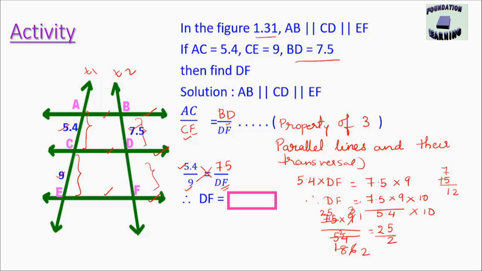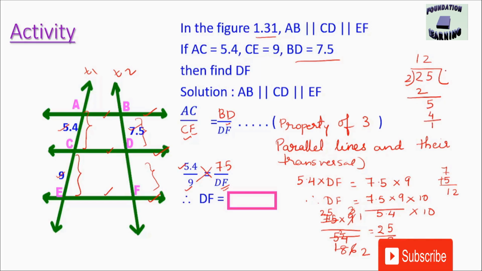25 upon 2. Now we have to divide 25 by 2 because 25 is not divisible by 2. We will divide it and get the decimal. 2 1s are 2. Bring down 5. 2 2s are 4. 1. Put a dot. 0. 2 5s are 10. Now we got the answer. The answer DF is 12.5.